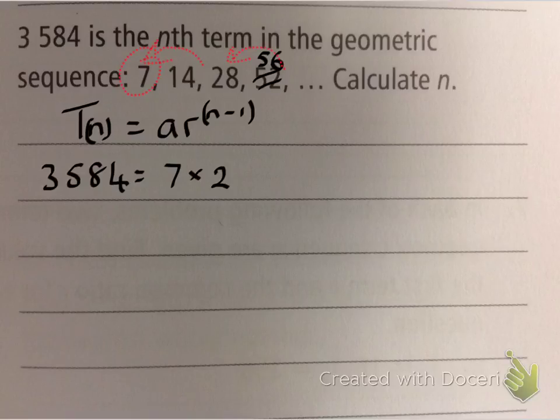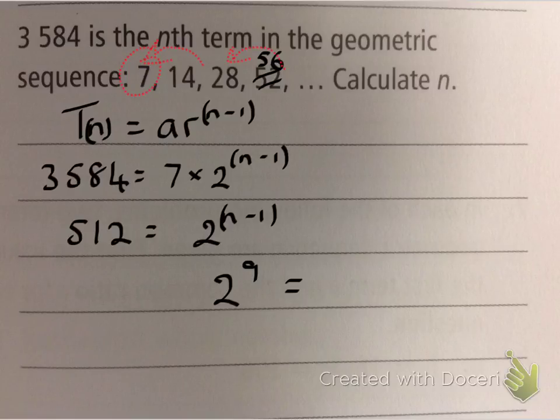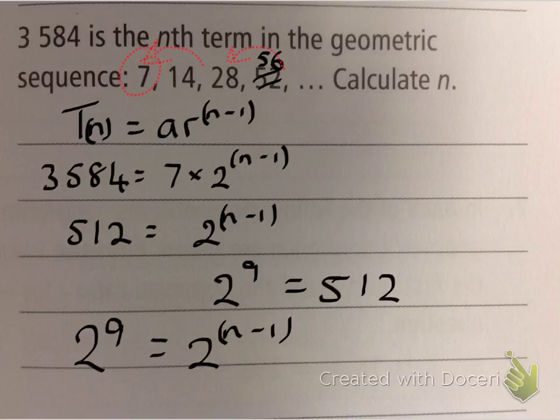Replace the 3584 with Tn, and we've got to find the power n minus 1. Now first of all, divide by 7 to get 512, then get your calculator and play around with 2 to the power of 3, 2 to the power of 4, and you'll find that 2 to the power of 9 equals 512. So the n minus 1 has to equal 9, so n must equal 10.